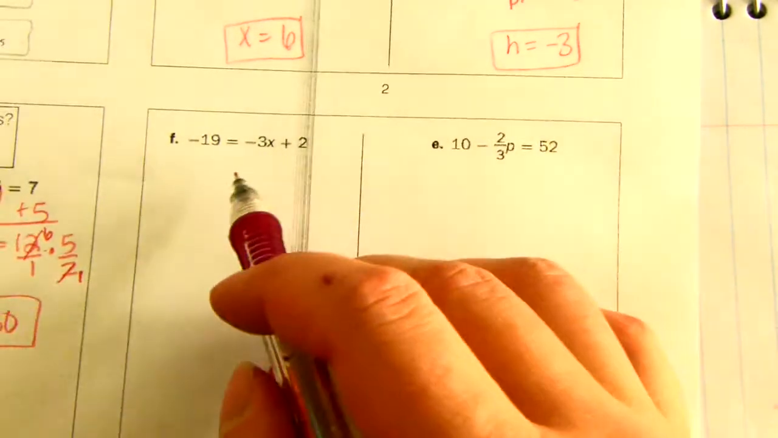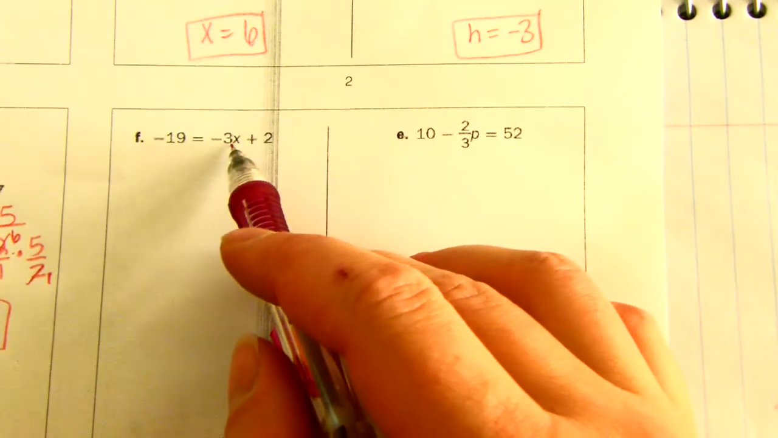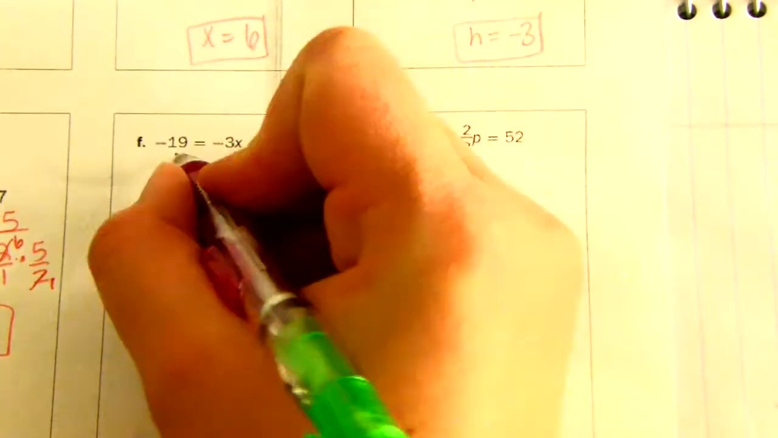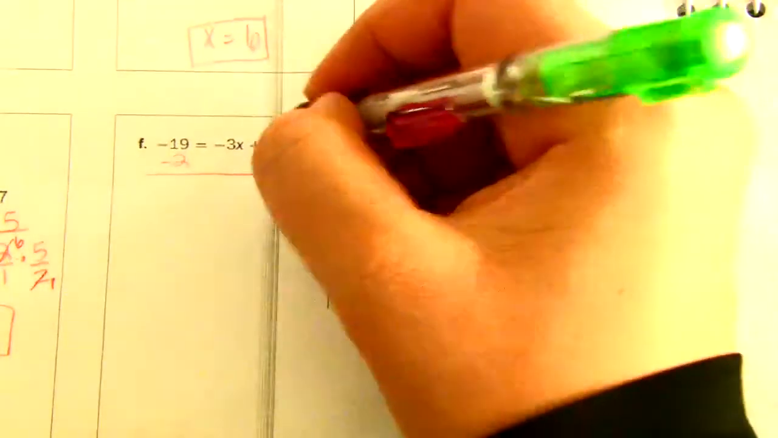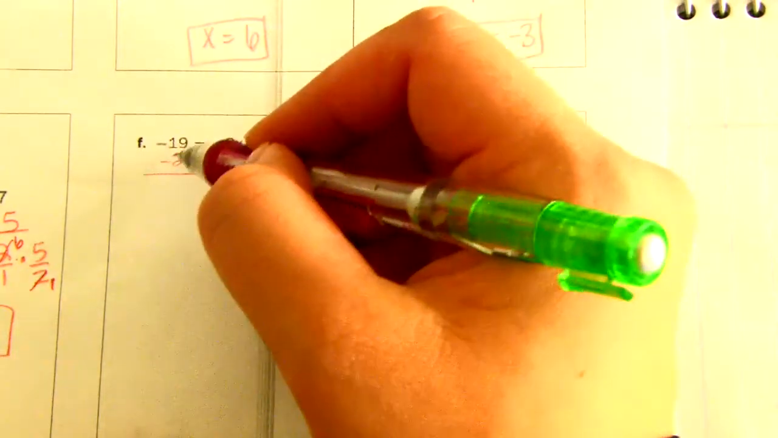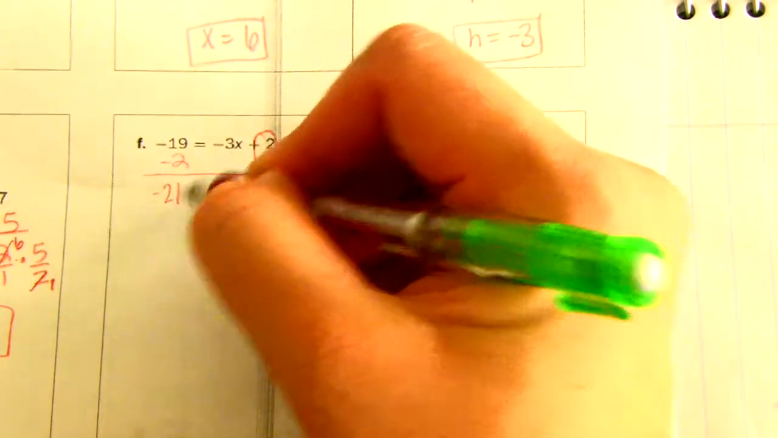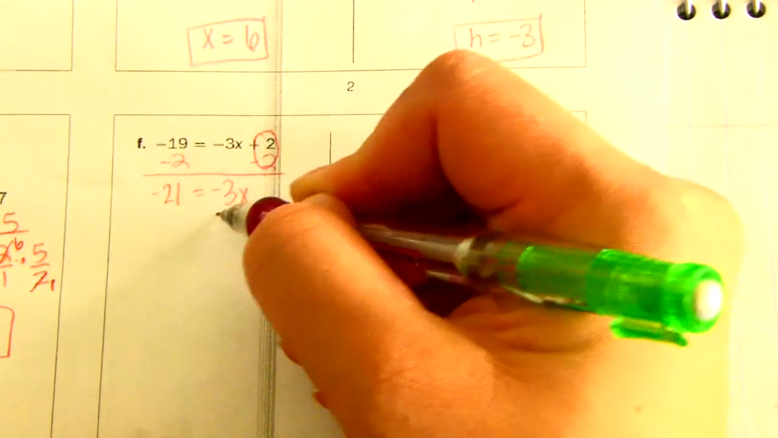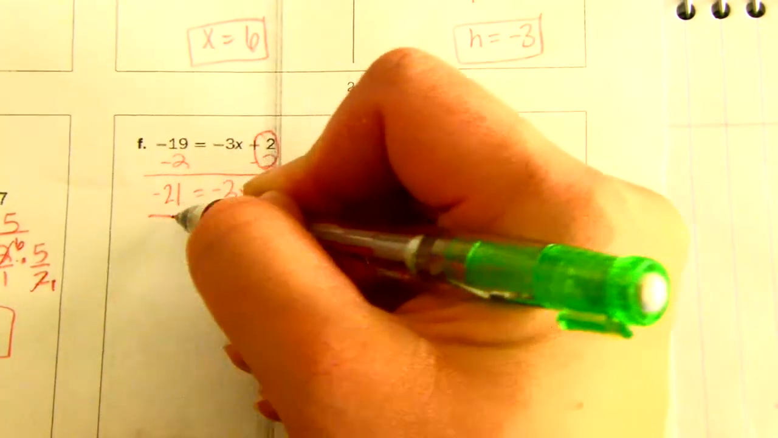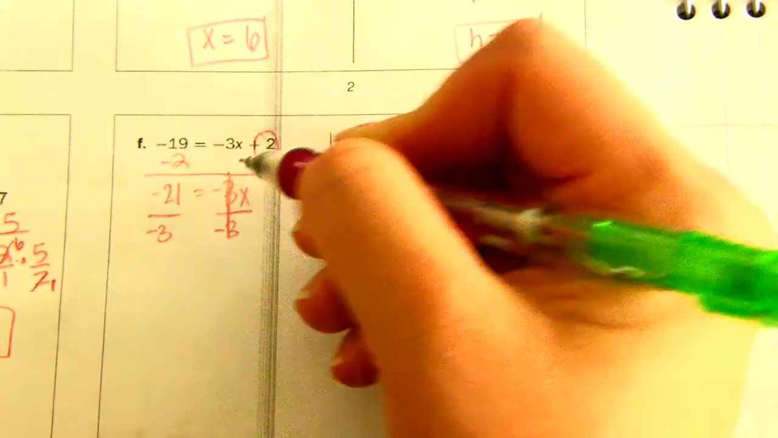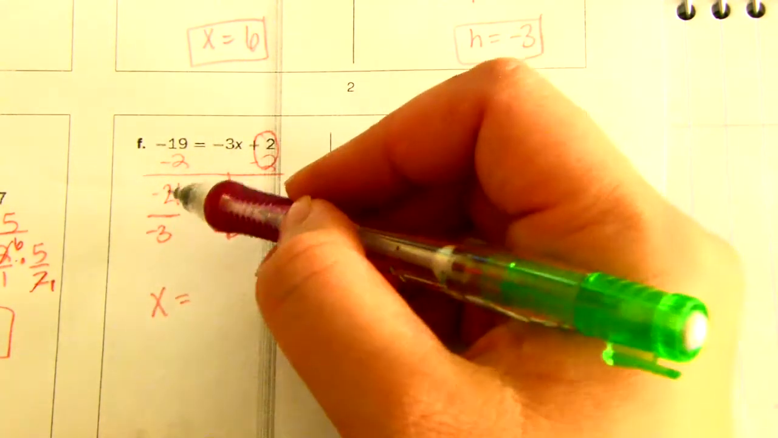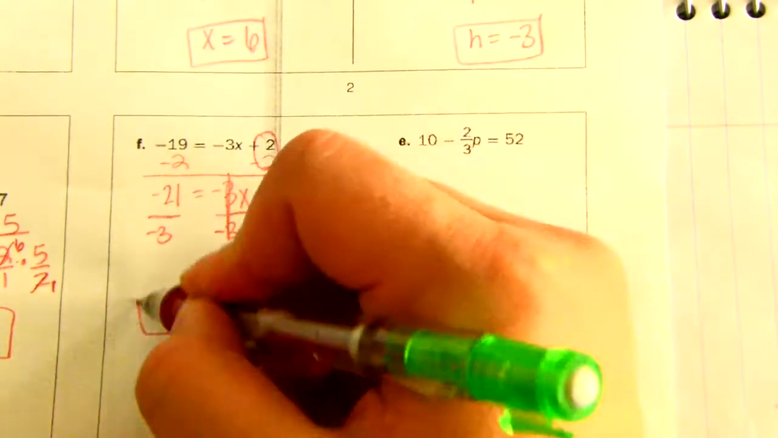Practicing a few more. Letter F, the variable's on the right-hand side, so just be wary of that. Variables here, we're adding 2, so we need to subtract 2. Those 2 can become 0. Negative 19 minus 2 is actually negative 21, equals negative 3x. Multiplication, so I need to divide by negative 3. This becomes a 1x, or just x. I'm actually going to put that on the left side. Negative 21 divided by negative 3 is positive 7.